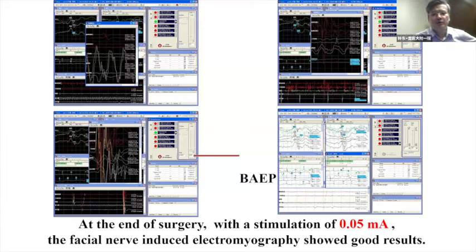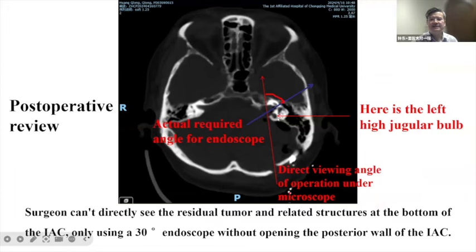At the end of surgery, with a stimulation of 0.05 milliampere, the facial nerve-induced electromyography showed good results. Here is the left high jugular bulb. The surgeon cannot see the fundus of the IAC. At the bottom of the IAC, we only use a 30-degree endoscope without opening the posterior wall of the IAC.